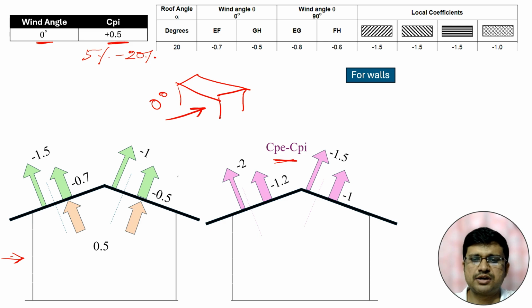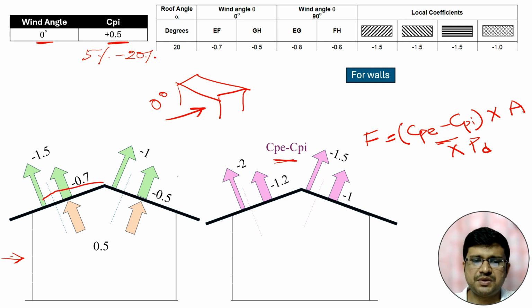Now we have already calculated the value of CP, CPI and CP minus CPI, because wind force is equal to CP minus CPI into influence area into PD. So we need the value of CP minus CPI. We have already calculated the value of CP minus CPI for this roof portion. But what about the overhanging portion?